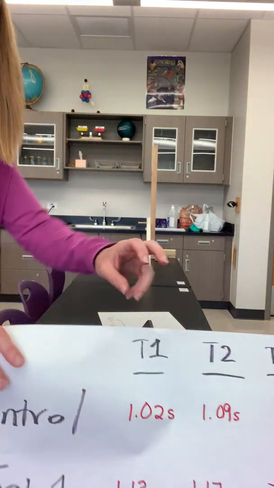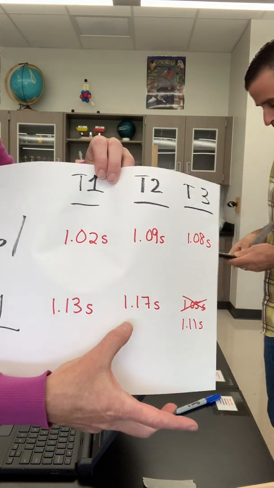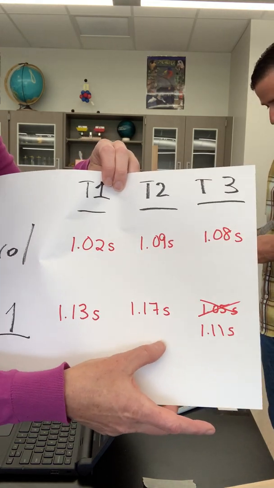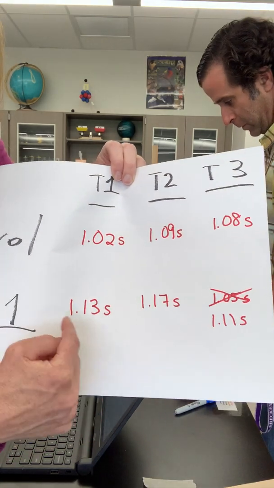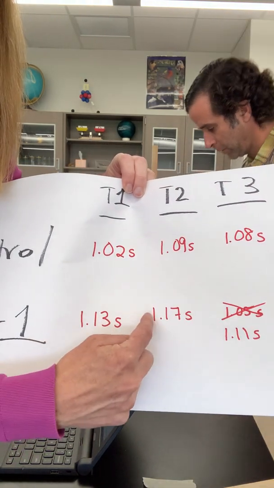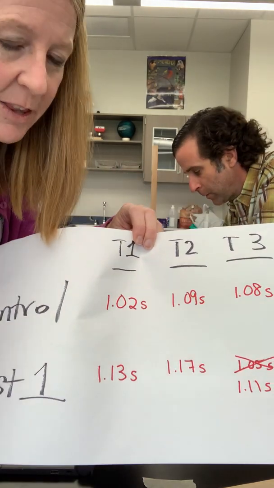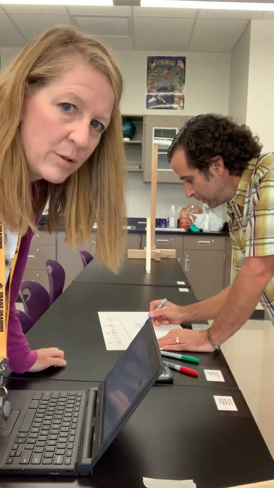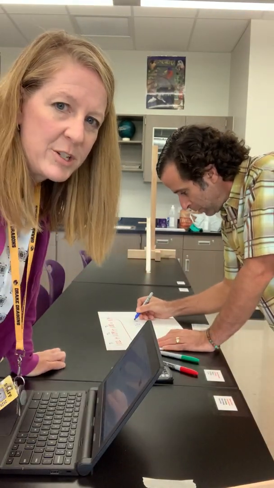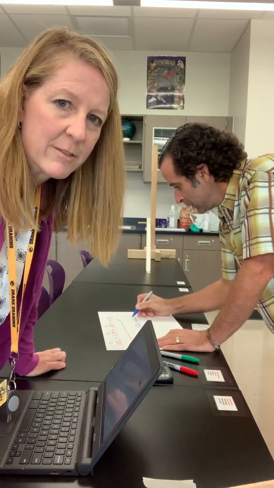Same process. So for the test, I'm going to take 1.13 plus 1.17 plus 1.11. Sorry, that isn't a 5, that's a 7. You'll add those 3 numbers together, then divide that total by 3. Once you have that total divided by 3, that is your mean or your average time.